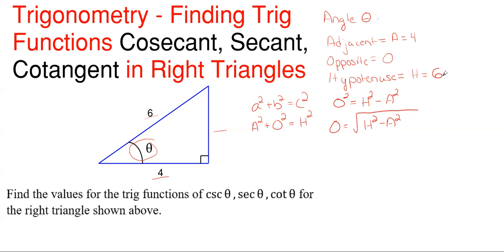So we do know what the hypotenuse side is, which is 6. We know what the adjacent side is, which is 4. So we can just plug into this equation. So that'd be the square root of 6 squared minus 4 squared, which gives us the square root of 36 minus 16, which is the square root of 20, which roughly pops out to be 4.47 for our opposite side here. So this side right here is 4.47.